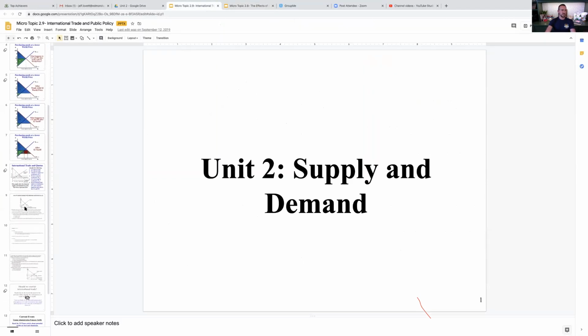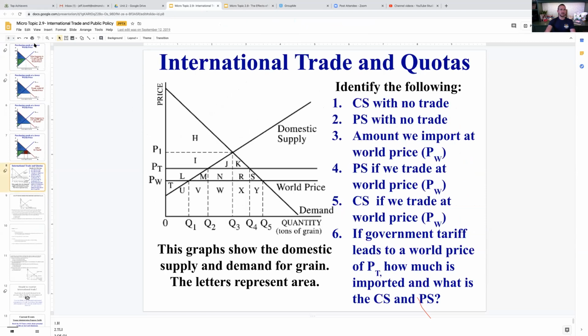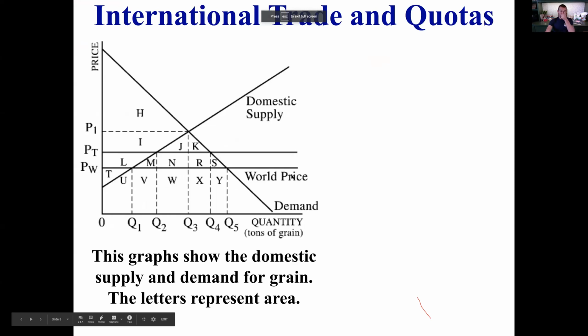So if you remember this crazy looking thing where there's a ton of stuff going on here, with closed borders, H is consumer surplus, ILT is producer surplus. With world trade, it collapses the price to PW. If this is your domestic supply at a price of PW, domestically producers are only willing to supply Q1. But at that lower price, we want Q5. So where are we going to get Q5 minus Q1? We're going to import it from other countries.